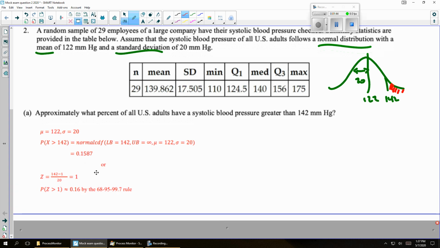The way I would probably recommend is more like this, where we've standardized and shown that we've got this standardized value here, and this should say 142 minus 122 over 20. And either way, we get a similar thing. They allowed you to use the chart or the calculator or the 68-95-99.7 rule. Any of that is acceptable.